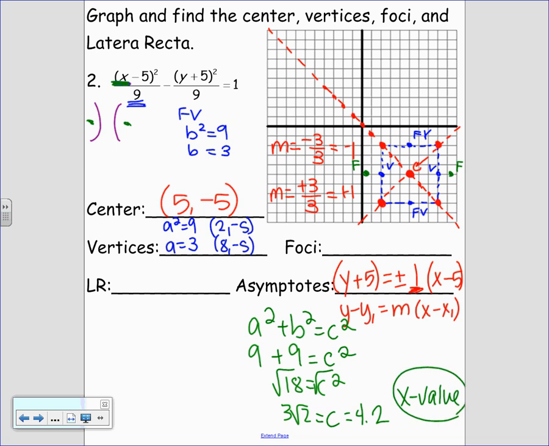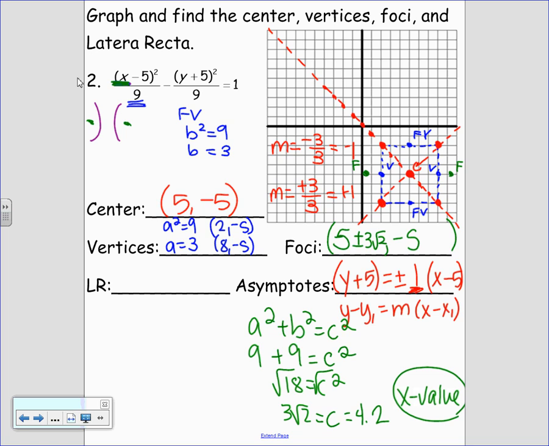I'm changing the x value. So when you talk about your focus, I'm going to start with my center, which was 5, -5. In this case, I'm going to change my x value. So that's why I'm going to put that 3 root 2 on the x part of my focus.